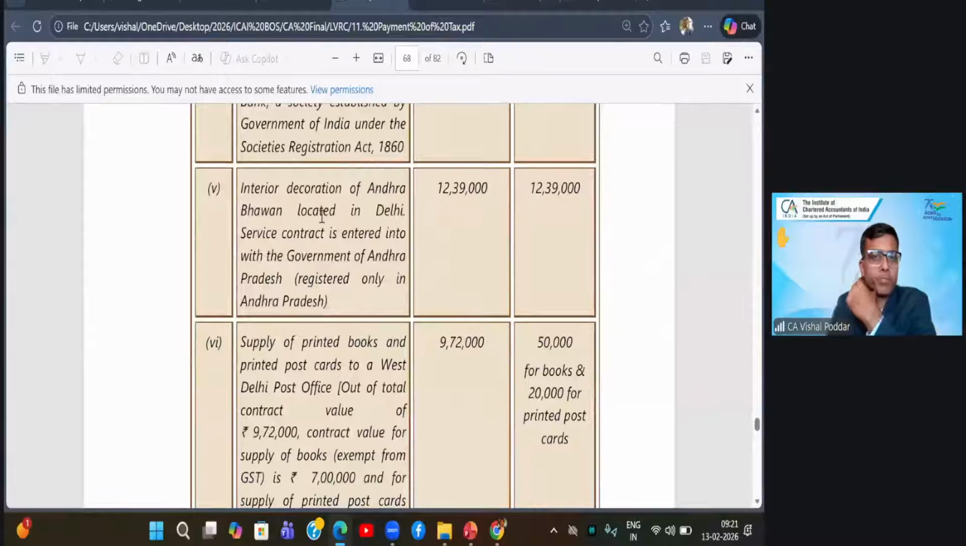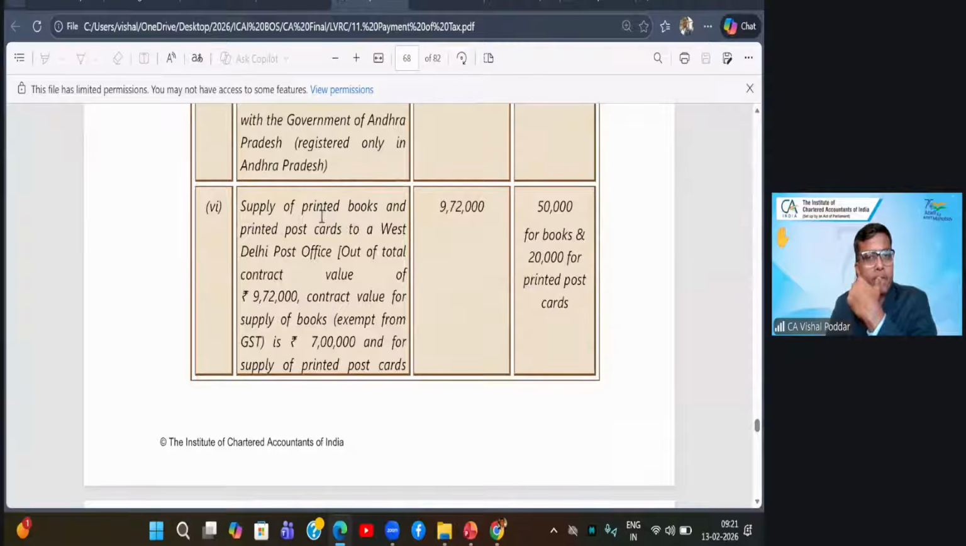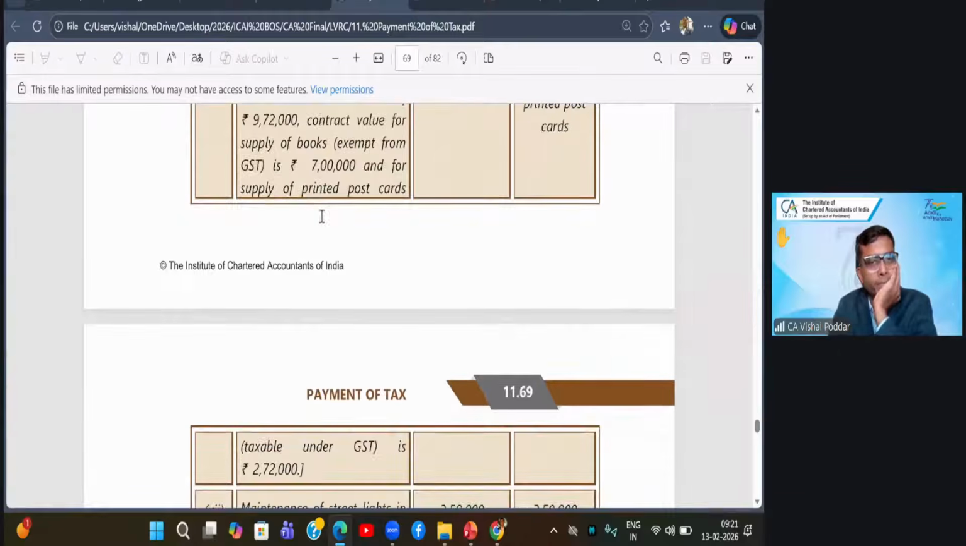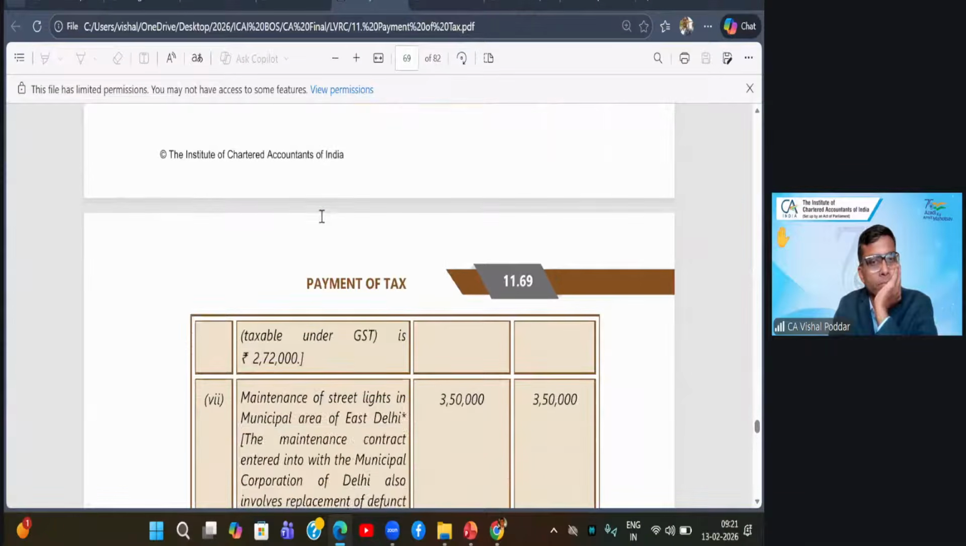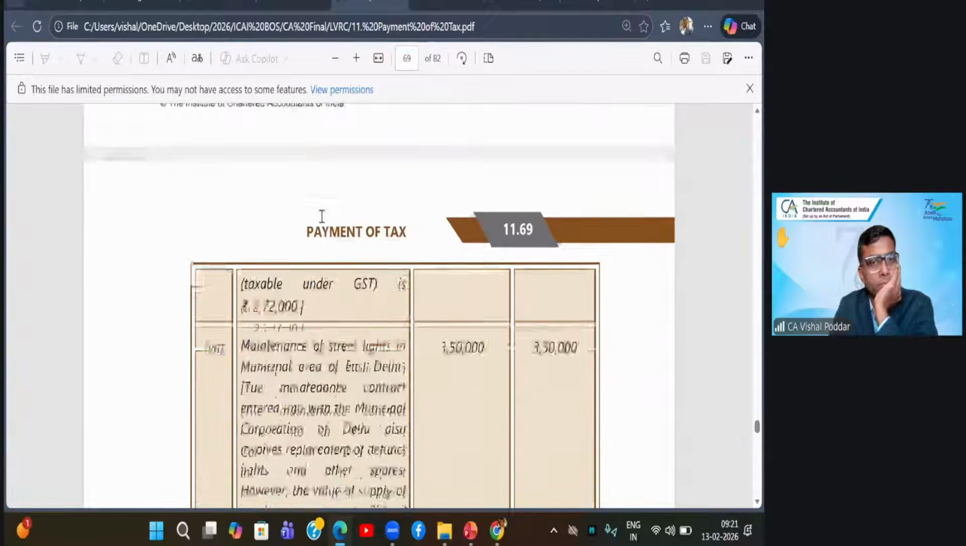Interior decoration of Andhra Bhavan located in Delhi. Service contract is entered into with the government of Andhra Pradesh, registered only in Andhra Pradesh. Supply of printed books and printed postcards to a West Delhi post office out of total contract value of 9,72,000. Contract value for supply of books, exempt from GST, is rupees 7 lakhs, and for supply of printed postcards, taxable under GST, is 2,72,000.